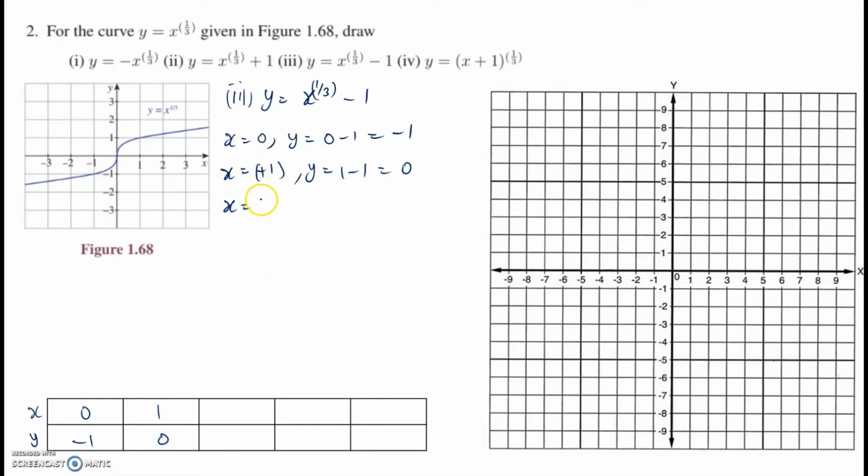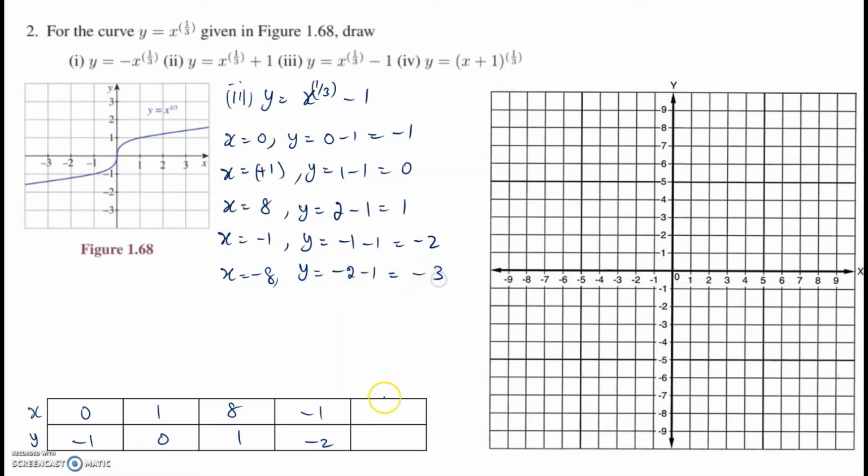Then when x is equal to 8, then y is equal to 2 minus 1, and that's 1. So 8 and 1. Then you have x is equal to minus 1, then y is equal to minus 1 minus 1, which is minus 2. Minus 1 and minus 2. x is equal to minus 8, y is equal to minus 2 minus 1, which is minus 3. So minus 8 and minus 3.